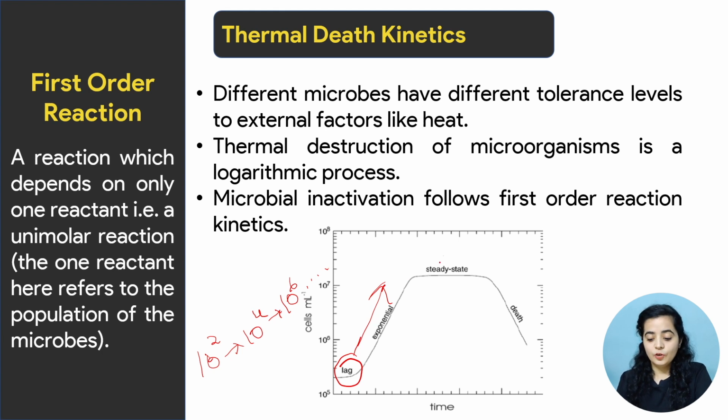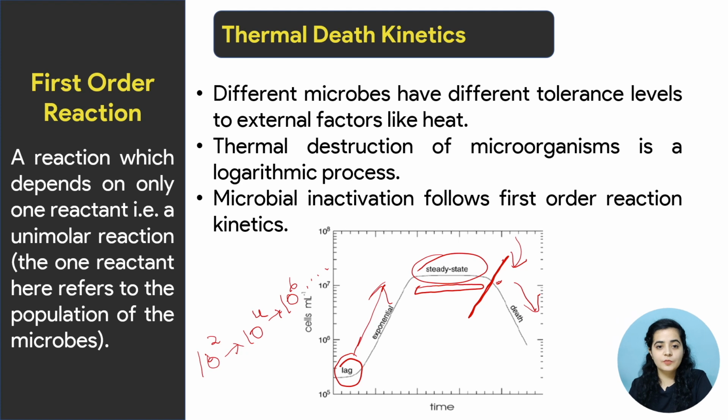This step is followed by a steady state at which the growth rate follows a stationary manner, or it doesn't decrease or increase. Now, what we want to consider is the death phase, which is this point. It has been seen that the death phase is similar to the exponential phase in that it also follows a logarithmic process. Now, what is a logarithmic process?